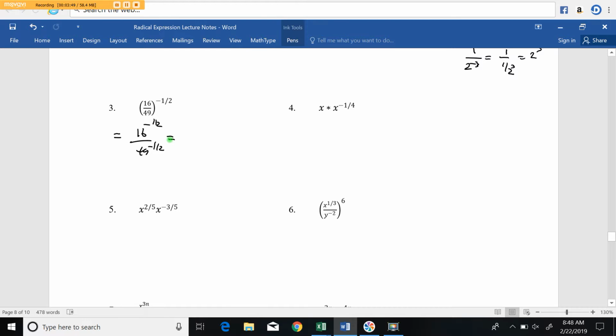Now let's talk about the negative signs. If I think of this like an upstairs and a downstairs, this minus sign means this square root of 16 is downstairs, so 16 to the 1/2. This minus sign means this 49, square rooted, is upstairs, 49 to the 1/2. If we write this now in radical notation, this means the square root of 49 to the first power over the square root of 16 to the first power. Again, that was a power of 1. And square root of 49 is 7. Square root of 16 is 4.